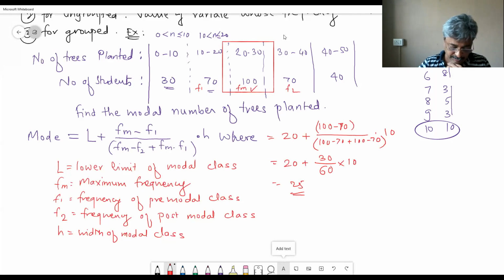This is not a very good example, but anyway, it is there. Shall I give you one more example?